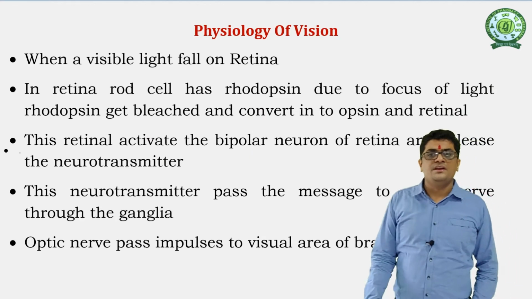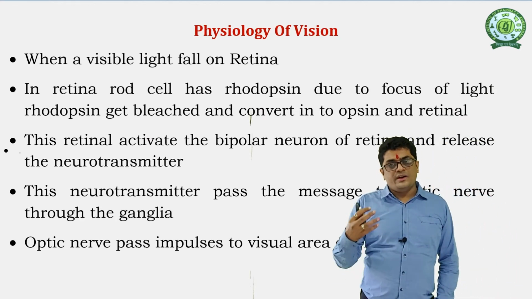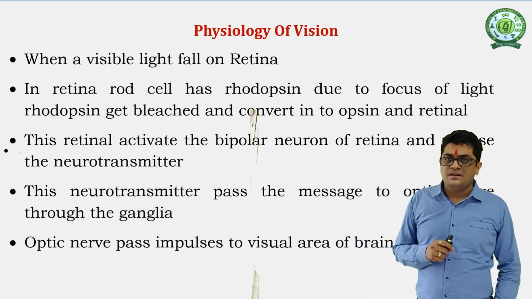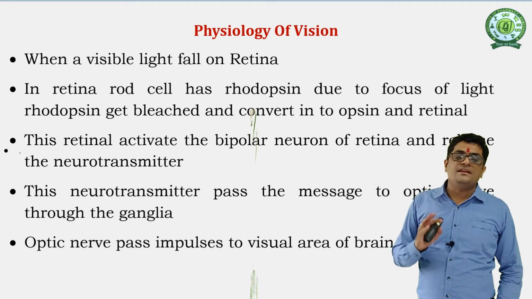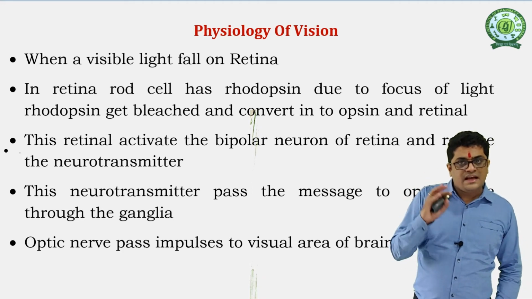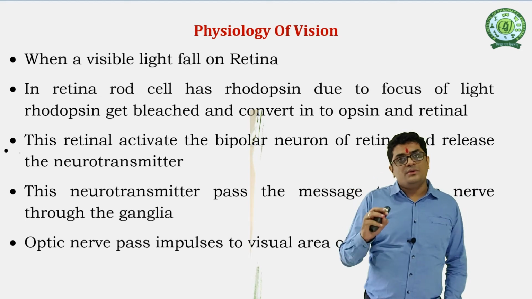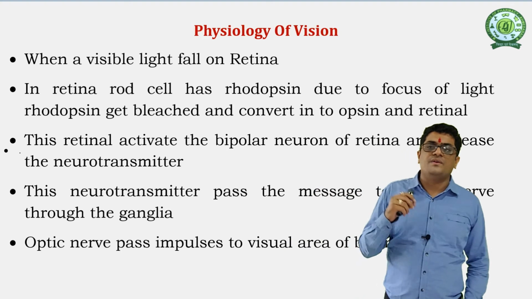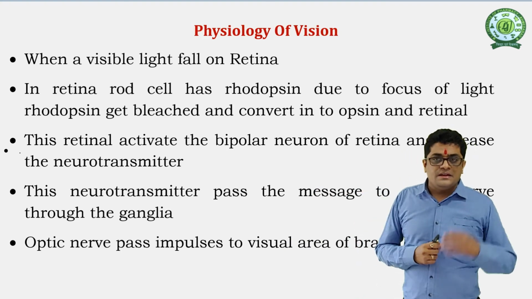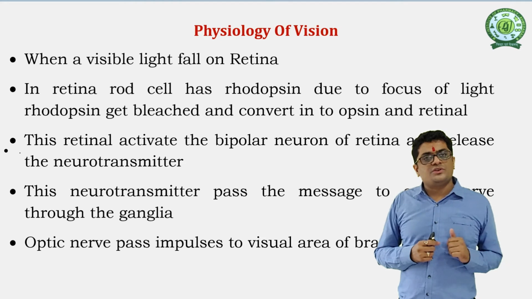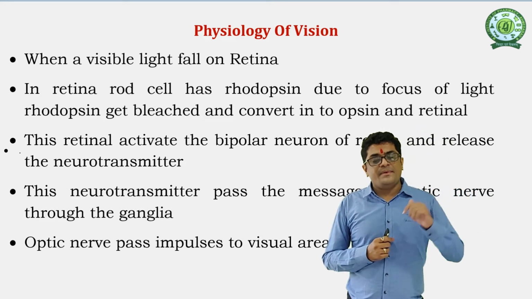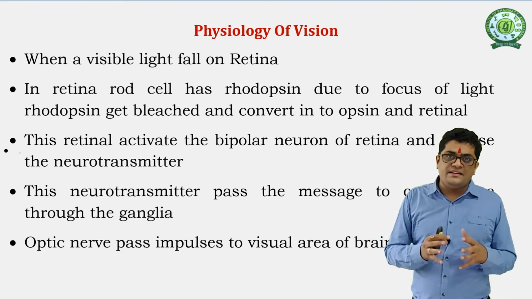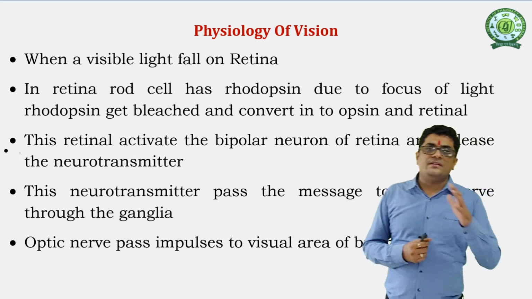Next part is the physiology of vision. In vision physiology, when visible light falls on the retina, the retina has rod cells and cone cells. The rod cell has rhodopsin, and due to the fall of the light or the focus of the light, this rhodopsin gets bleached and is converted into opsin and retinal. This retinal is the precursor of vitamin A. That's why vitamin A is good for the eye, because vitamin A provides retinal and is responsible for curing night blindness.